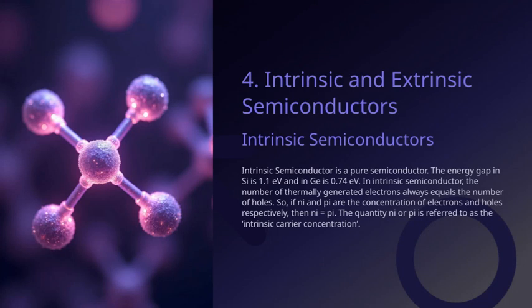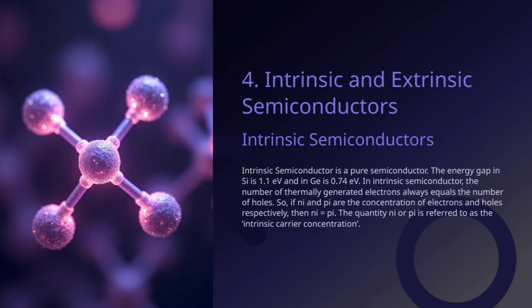An intrinsic semiconductor is a pure form of semiconductor material, meaning it has no impurities added to it. In the case of silicon, or Si, the energy gap, which is the energy difference between the valence band and the conduction band, is about 1.1 electron volts.